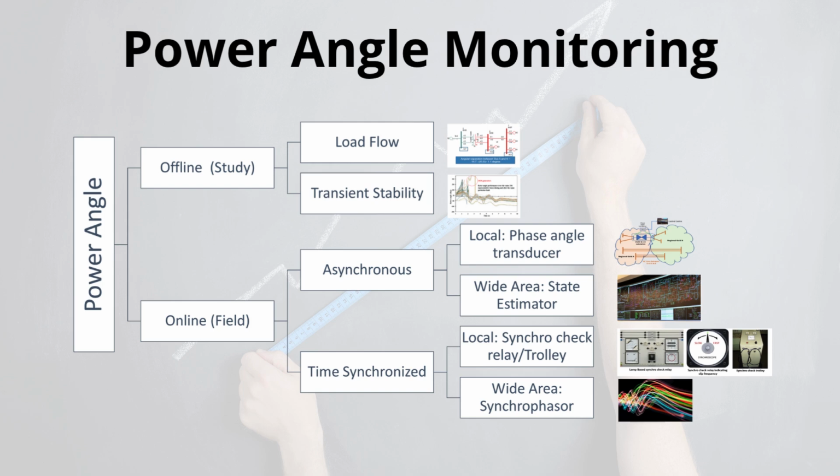Engineers use these all the time for planning, for what-if studies. But for running the grid now, you need real time. Absolutely. You need online field measurements. Yeah. And the source splits these into two camps, asynchronous and time synchronized.